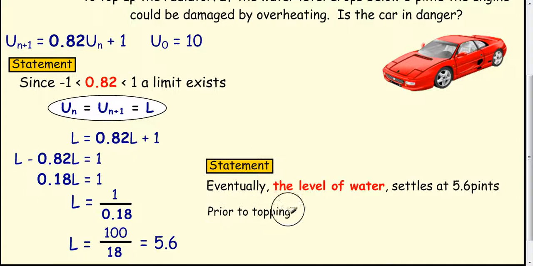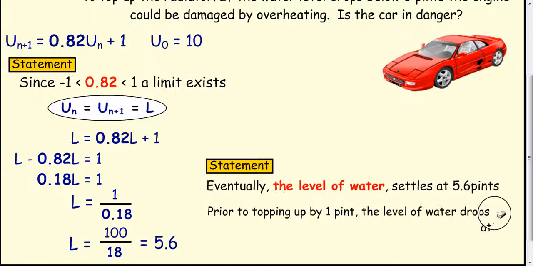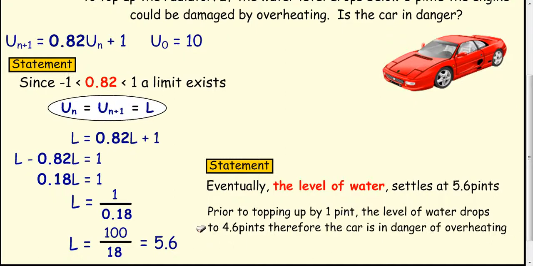But here's the difference here. Prior to topping up by 1 pint, the level of water drops to 4.6. If you look at the recurrence relation, we've got a plus 1 here. So to get this to 5.6 pints, this part here must have come to 4.6. So 4.6 plus 1 takes you back to 5.6. Multiply by 0.82, you get 4.6, and then add 1 to get 5.6.